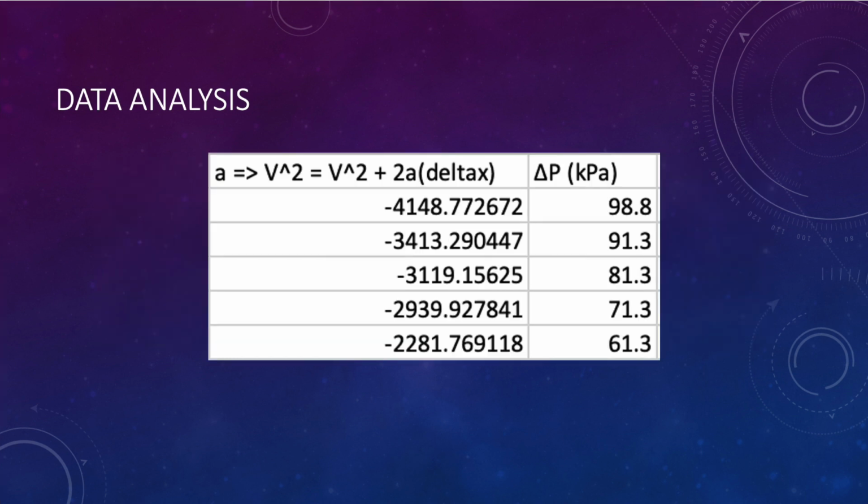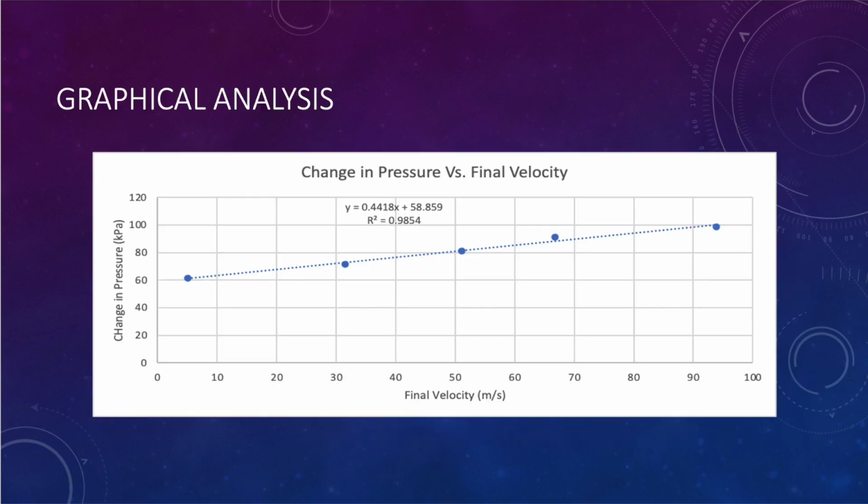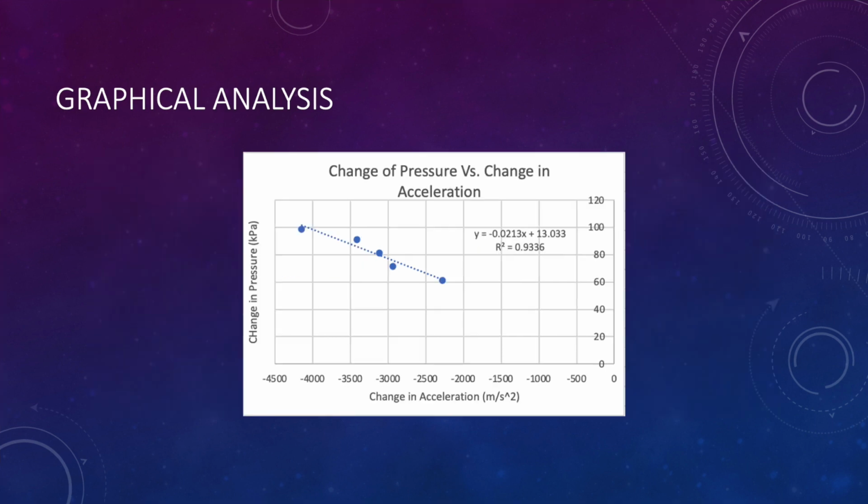Now, with these 2 known velocities and the distance between the 2 photo gates, we can use the above equation to calculate the acceleration for each of our 5 trials. These are the examples that we got from our trials. Once we are done with all the 5 trials, we are able to insert our data and create graphs in Excel. In our first graph, we will be graphing the change in pressure versus the final velocity. Be sure that your graph looks similar to this one that we have. The second graph, we will be graphing the change in pressure versus the change in acceleration.